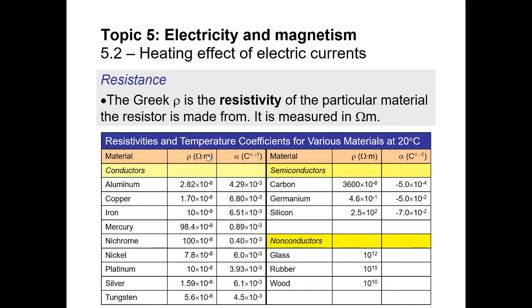Now that is not abbreviated into anything simpler. We just say ohm meters. So here's the resistivity for our various conductors, and we've got semiconductors over here, and we've got non-conductors on the side here. Notice that the non-conductors, glass, rubber, wood, check out their resistivities. They are enormous. 10 to the 12, 10 to the 15, 10 to the 10. Those are very, very large numbers. But if you look at the resistivity of a conductor, it's on the order of 10 to the minus 8.